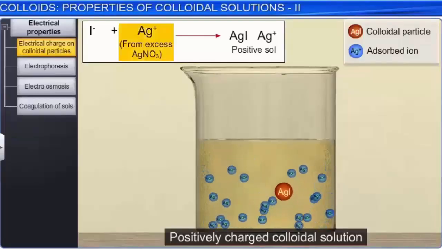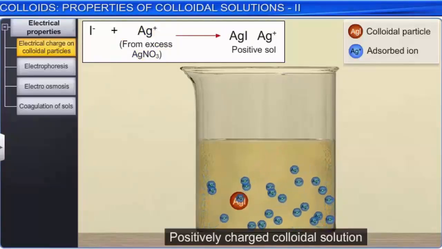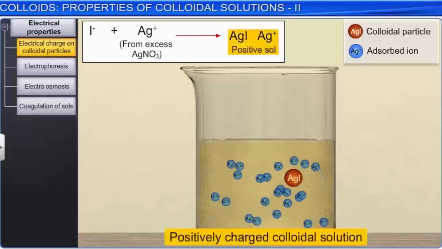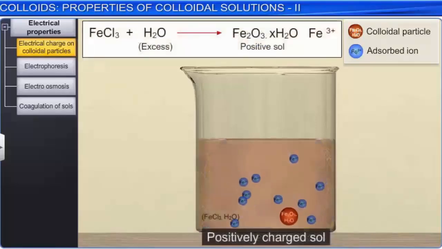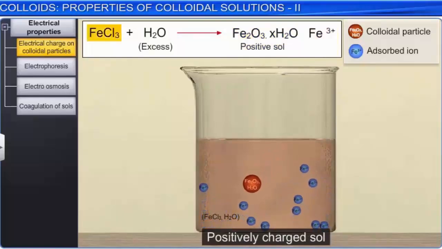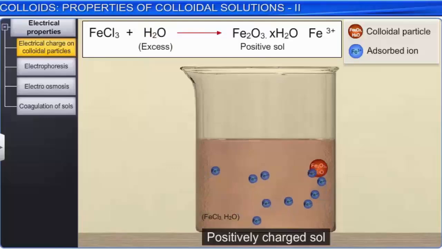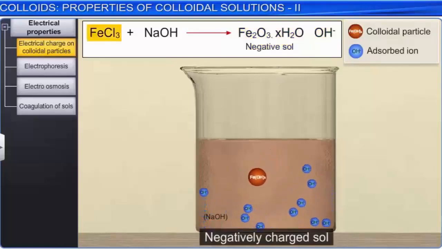However, if an excess of silver nitrate is used for the precipitation of silver iodide, preferential adsorption of silver ions takes place, resulting in the formation of a positively charged colloidal solution. Similarly, a positive sol of hydrated ferric oxide is formed if ferric chloride is added to excess of hot water. This is due to the preferential adsorption of ferric ions. However, a negatively charged sol of ferric hydroxide is obtained when ferric chloride is added to sodium hydroxide.